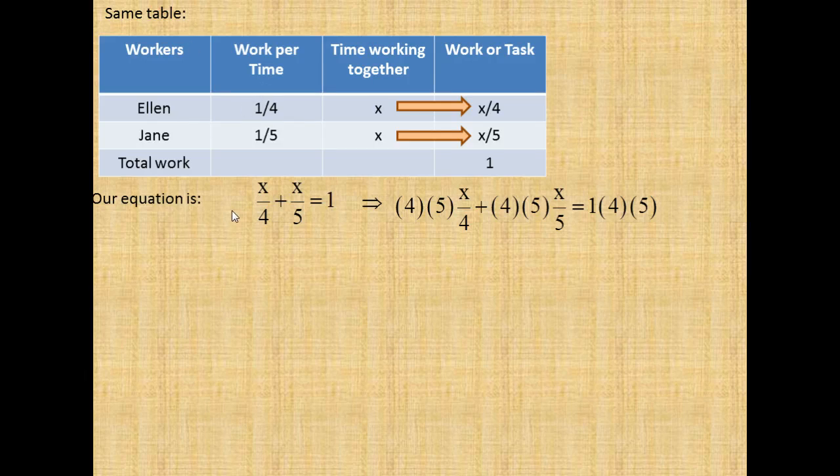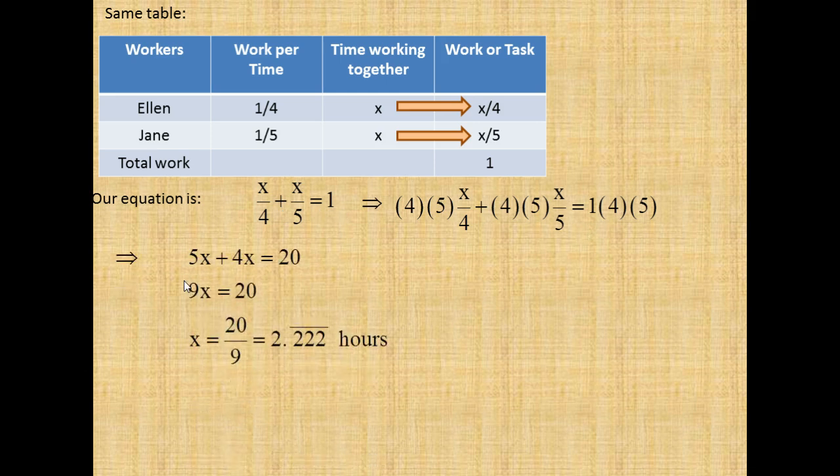Okay? So our equation is x over 4 plus x over 5 equals 1. We multiply through by 5 times 4. That leaves us with 5x plus 4x equals 20. And we add our x's up, 9x equals 20, and we divide both sides by 9, we get 20 ninths. Or Ellen, well, they work together for 2.22 hours.